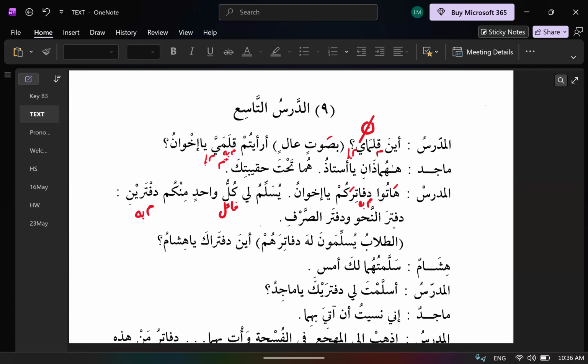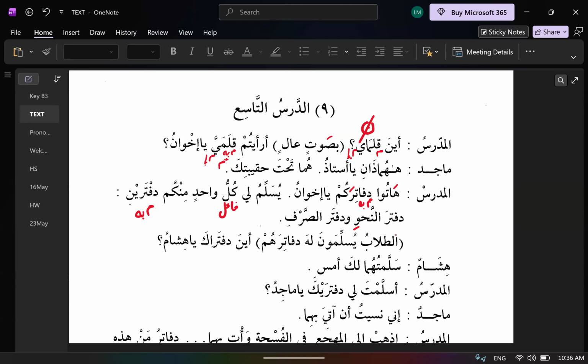Daftaran nahwi, the notebook of grammar, wa daftaran sarfi, and the notebook of morphology, sarf. So it starts with daftar and nahwi, not nahwa, nahwi. Is it mamnoon min as-sarf? I'm not sure, and I don't see any reason why it should be. Even if it is, daftar has an alif lam, right? So it can take a kasra. Yes, nahwi, that's correct. Yeah, alif lam is there.